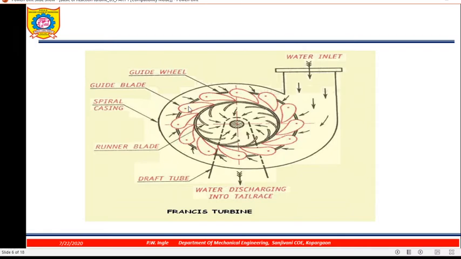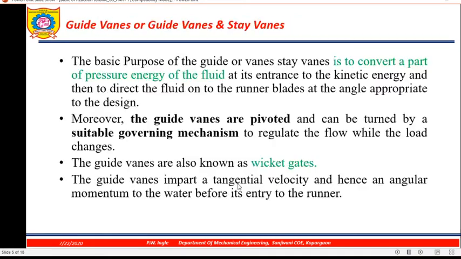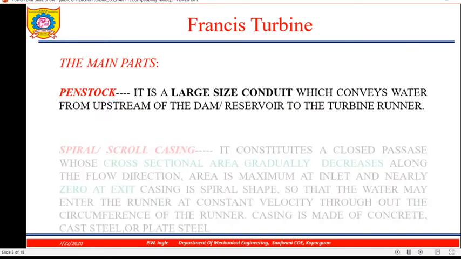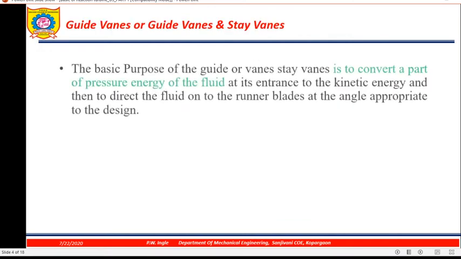On the guide wheel, a number of blades are mounted, and the flow regulation or governing of the turbine is done by this guide wheel assembly. Then there is a runner and runner blade. Then there is a draft tube. So these are the components. Now we'll discuss them one by one. We have discussed the penstock, then the casing.